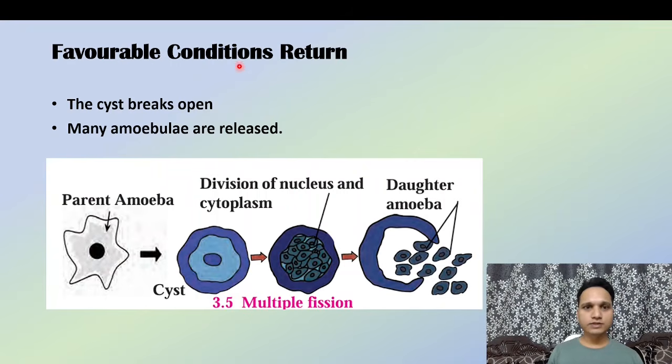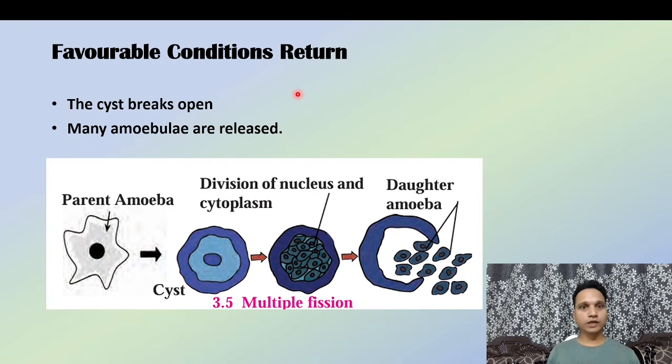Now favorable conditions return. What happens next? The unfavorable, adverse conditions are gone now. Let's say it wasn't raining for a long period of time, so the lake dried up. Now the rain has come and the lake is again getting flooded with water. So favorable conditions have returned. The water came back, the food came back, and everything else.